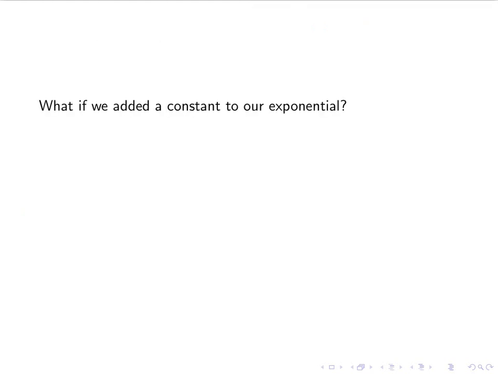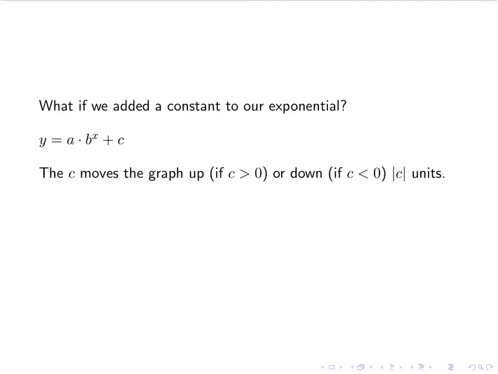What if, instead of just taking our exponential and multiplying it by a number, we also add a constant? So we can have a times b to the x plus c. C is going to move the graph up if c is positive, or down if c is negative, the absolute value of c units. So if it's plus 2, we're going to move the graph up 2. If it's minus 4, we're going to move the graph down 4.